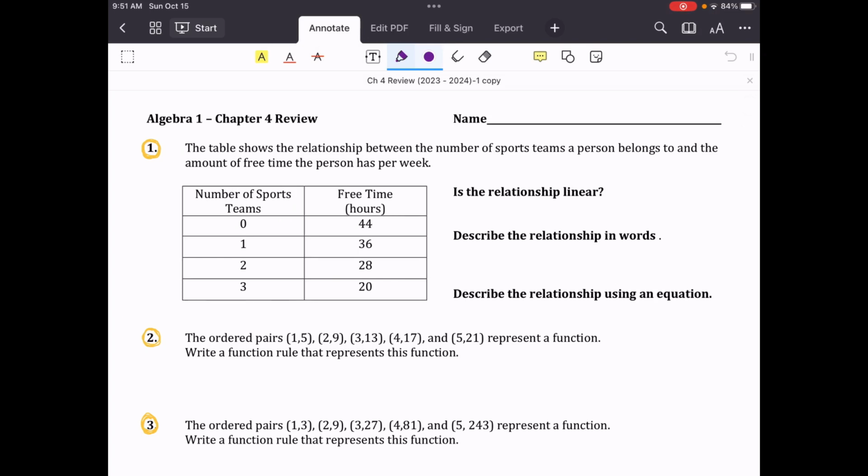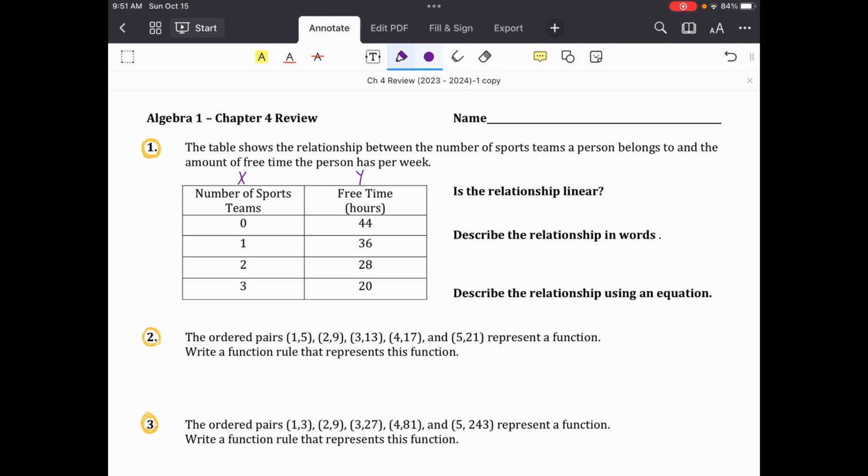The table shows the relationship between the number of sports teams a person belongs to and the amount of free time the person has per week. Is this relationship linear? To determine if it's linear, we're just going to check the pattern. In this case, the number of teams is our x values, or domain. Free time is our y values, or our range values.